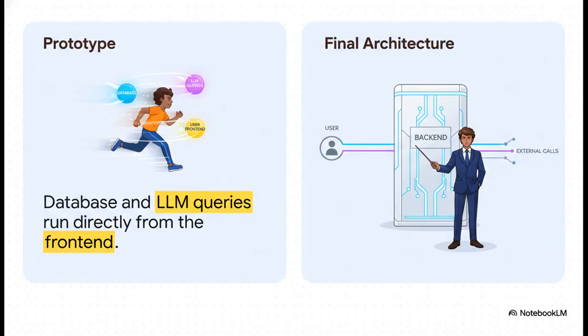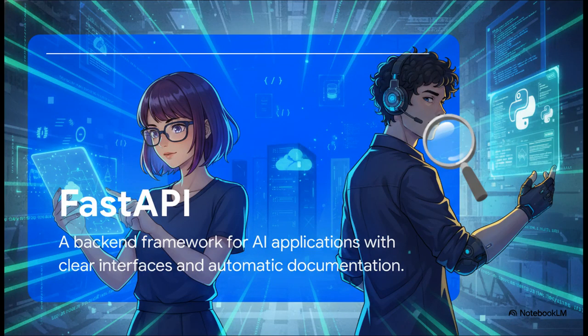Now, it's really important to understand how this project evolves. In the initial prototype phase, for the sake of speed, all the database and LLM calls are made directly from the Streamlit frontend. But for the final architecture, the plan is to introduce a dedicated backend. This separates all the logic from the presentation layer, which is a much more robust and scalable approach for a production system. And that dedicated backend is going to be built with FastAPI. It's a modern Python framework that's exceptionally good for building APIs for AI applications. It's performant, and it has this great feature where it automatically generates API documentation right out of the box.